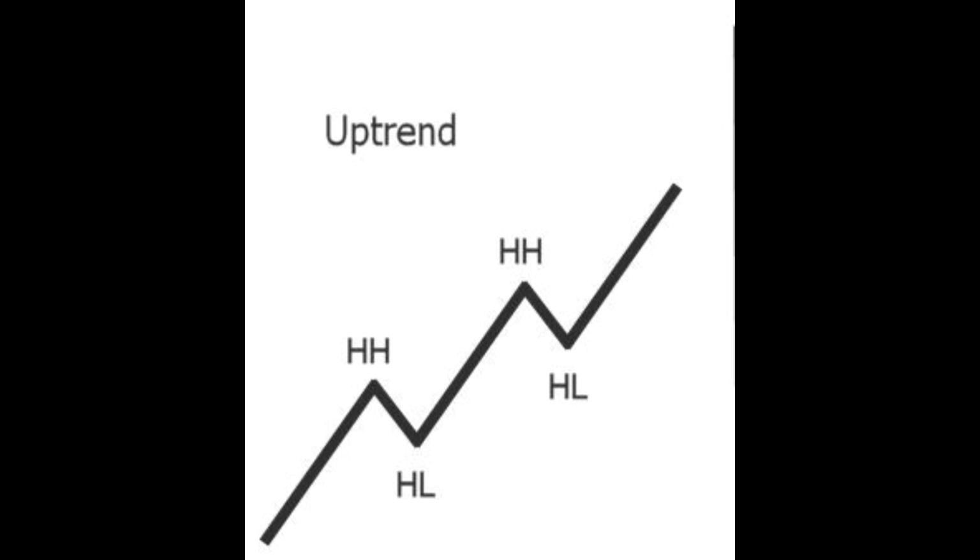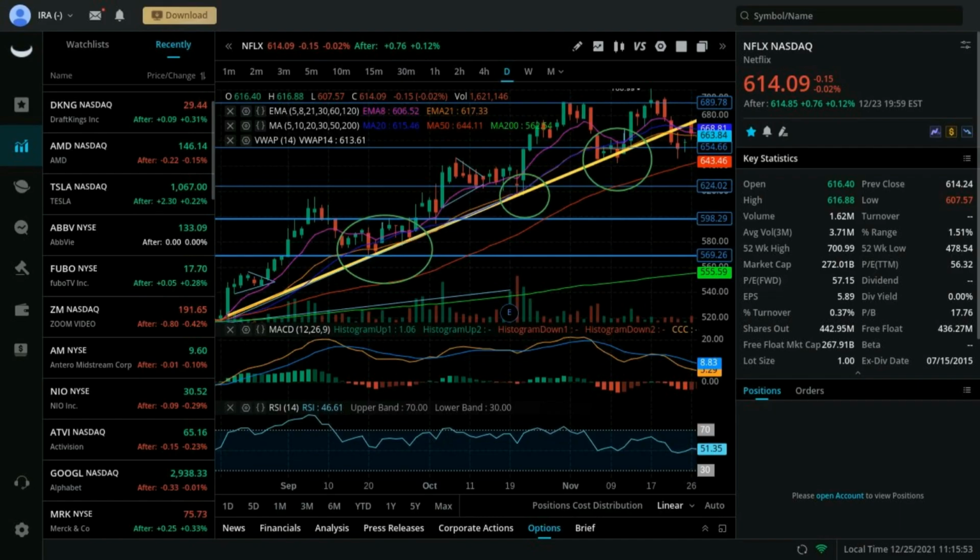An uptrend is when the market makes higher highs and higher lows. Taking a look at this example, when drawing trend lines on an uptrend, you connect major lows identifying support, creating support at higher levels.